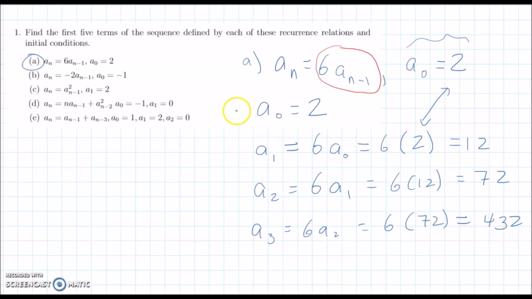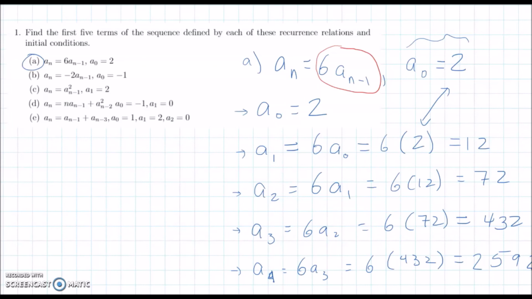Because I started at 0, this is the first one, the second one, the third one, the fourth one. And then the fifth one would be A4. The reason I pointed that out is it can get a little bit confusing: I asked for the first 5 terms, but since I started at 0, the 5th term will be A4. So just keep that in mind whenever you're asked for certain terms. Then A4 is going to be 6 times A3, which will be 6 times 432, and that is 2,592. So that's the first 5 terms of that sequence, and you do all the other ones similarly.